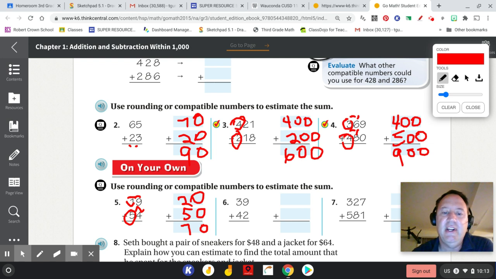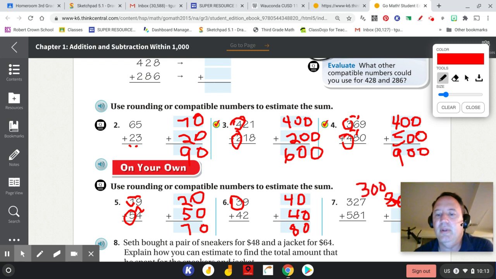Okay, moving on. 39. Look next door, there's a 9, so that turns into a 40. 42 turns into a 40. My answer is 80. And then 327 would be 300. Let's see if this writes. Oh, it doesn't write on me. So 300 plus 581, 5, 6, 7, 8, 9, we change every time. So that 5 turns into a 6, and that's 600. 0 plus 0, 0, 900.